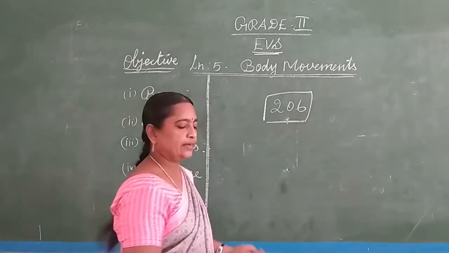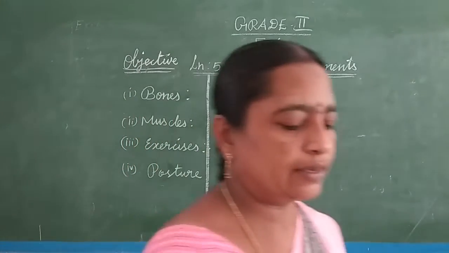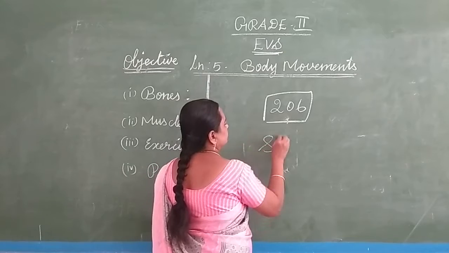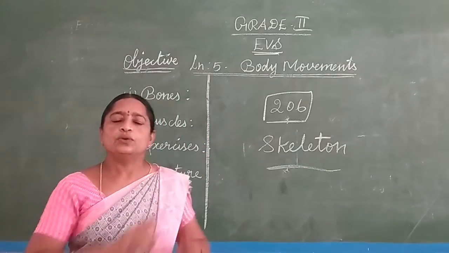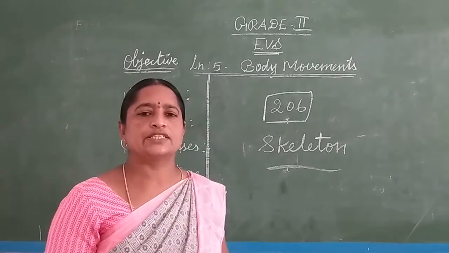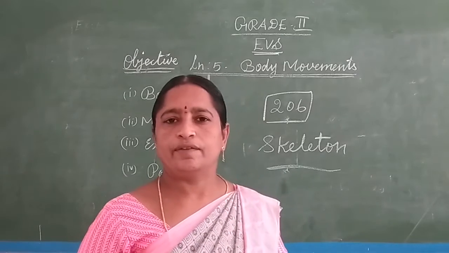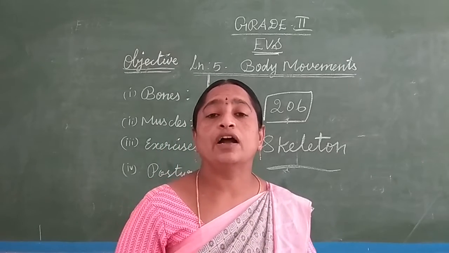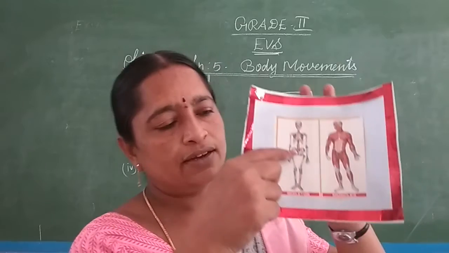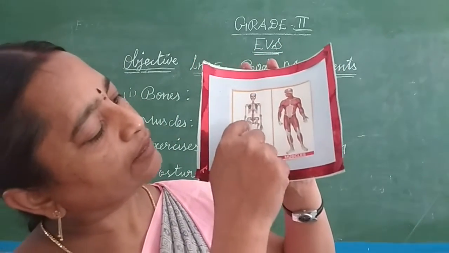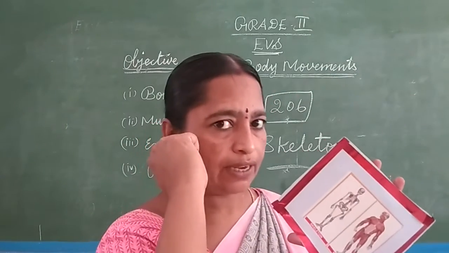All the bones together are called the skeleton. So the 206 bones are of different shapes and different sizes. We have the longest bone and the smallest bone in our body. The longest bone in our body is in the thigh area. And the smallest bone is in our ears.